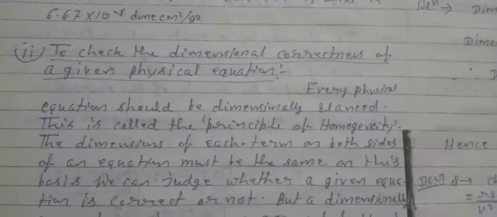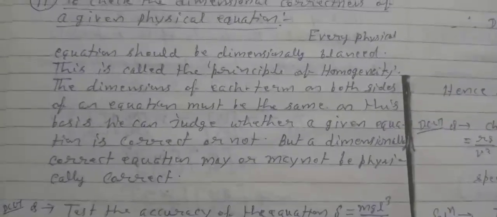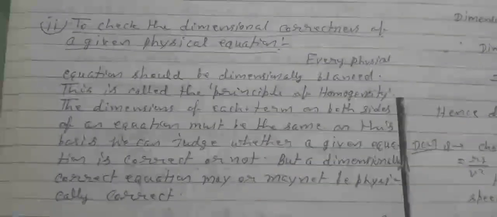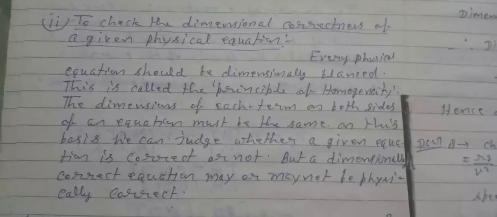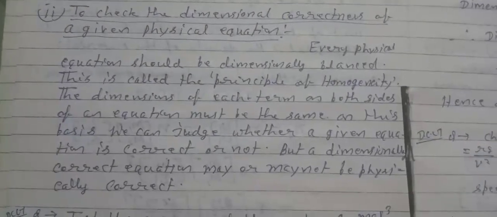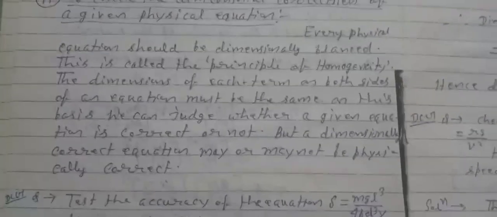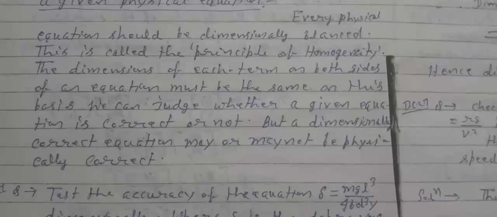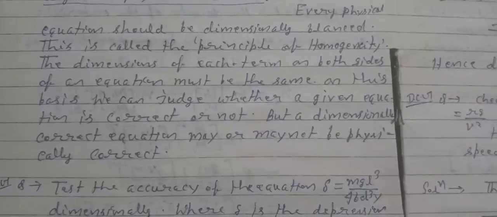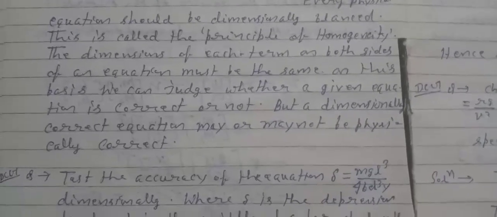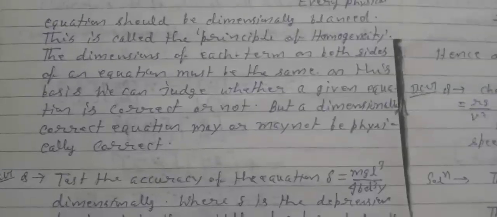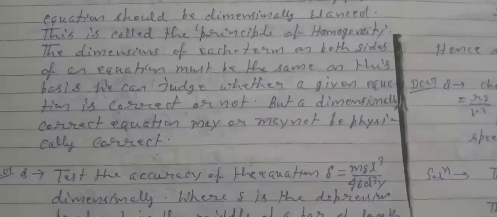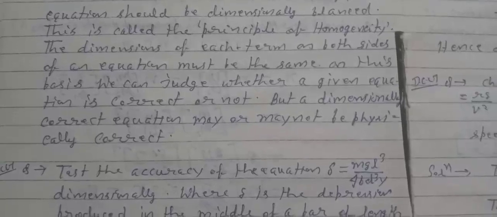To check the dimensional correctness of a given physical equation: every physical equation should be dimensionally balanced. This is called the principle of homogeneity. The dimensions of each term on both sides of an equation must be same. On this basis, we can judge whether a given equation is correct or not, but a dimensionally correct equation may or may not be physically correct.